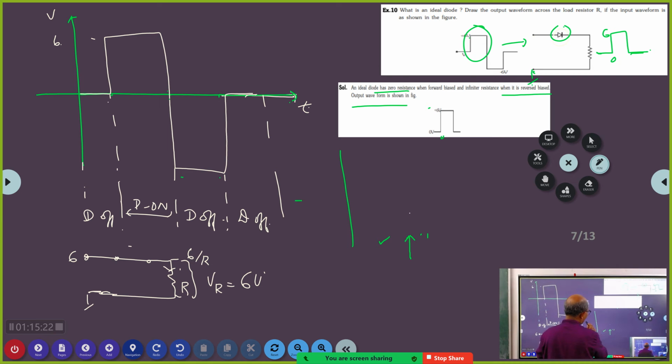The ideal diode, for an ideal diode, the graph is like this. Okay, this is current versus voltage.